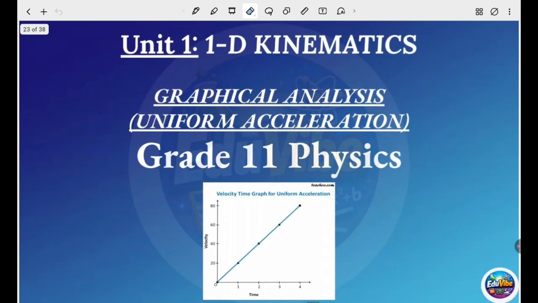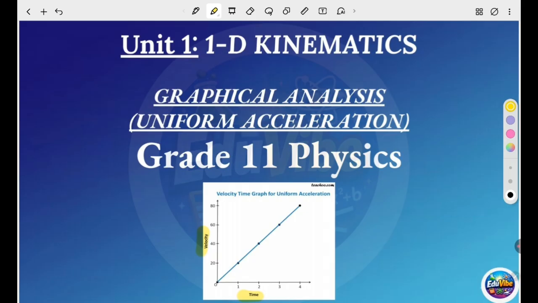So today we will start with another topic of 1D kinematics, which is the graphical analysis in uniform acceleration. We talked about the position time graph in my previous video, where we calculated the velocity. In today's video, we will focus on the acceleration. When we have that type of graph, the position time graph, how can we calculate the acceleration?